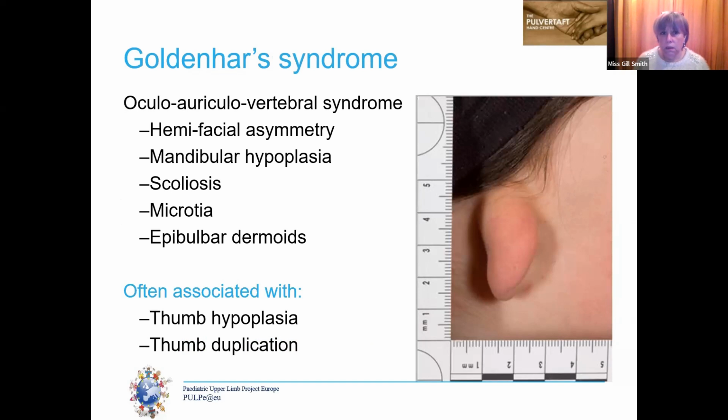Goldenhar is the next one. You're thinking about hemifacial microsomia, and patients with epibulbar dermoids, little lumps there, and often microtia. This is an ear with microtia, so the ear hasn't developed properly on the one side. These will often have difficulty with intubation because they may not be able to open their mouth, as their temporomandibular joint is often not well developed, and they've often got thumb hypoplasia or thumb duplication.